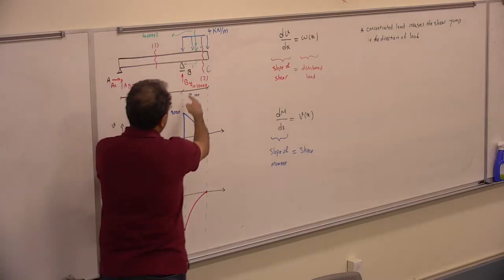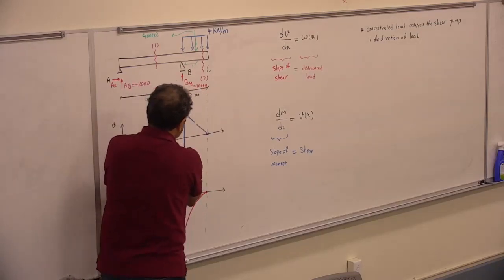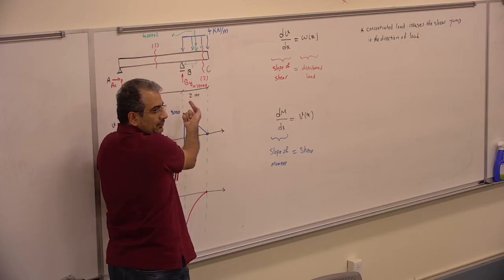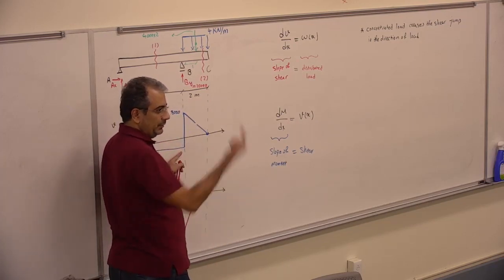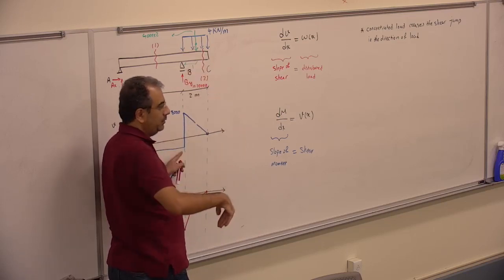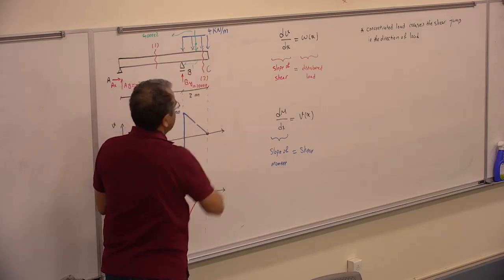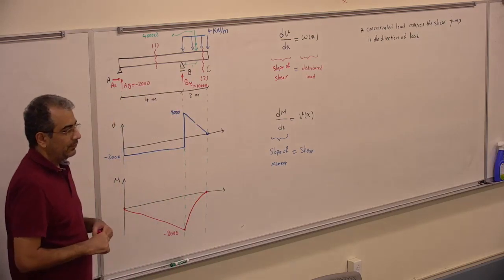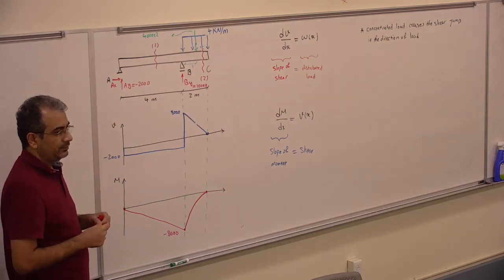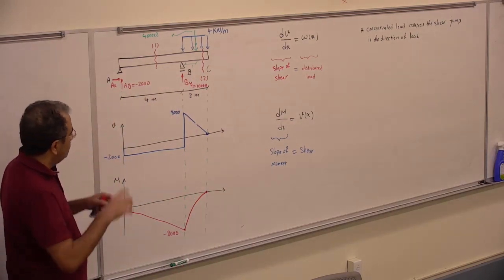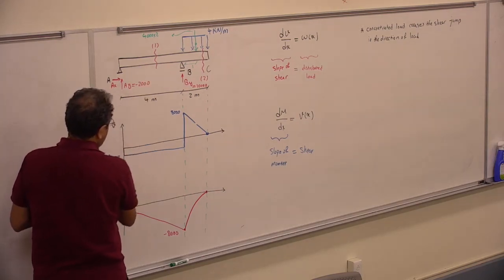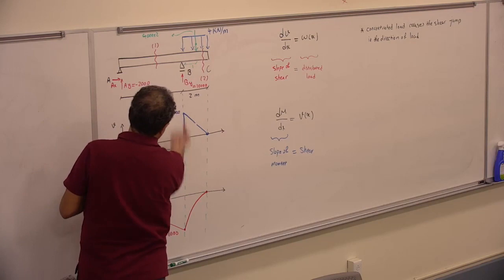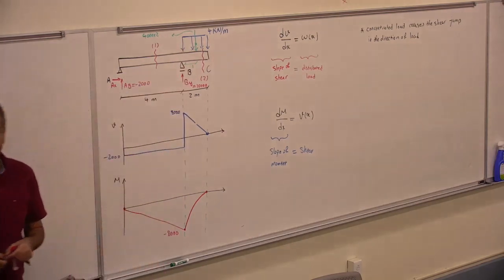You go there, concentrated load, 10,000. It pushes up 10,000. So the concentrated load pushes the shear up or down equal to the amount of that load that we have, or that force that we have. So sometimes when you draw it, you can just say, okay, this is 2,000 down, so it should go down. Go there, so it's the 10,000 up, so it should jump 10,000 up from that point.